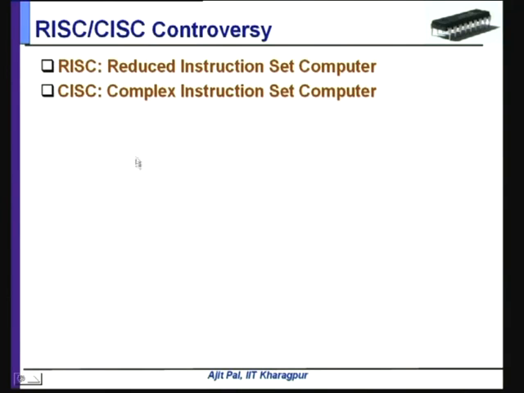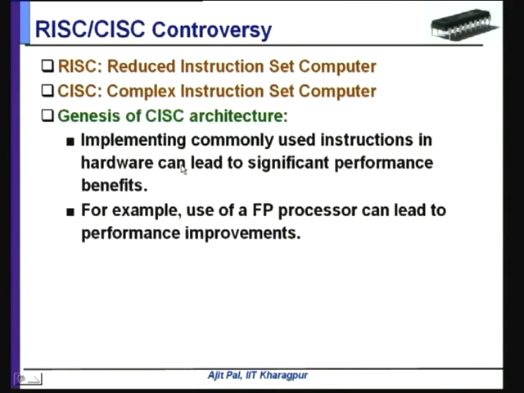So, these are the various addressing modes, but our discussion will not be complete without mentioning the CISC and RISC controversy. I have already told that there are two possible architectures. One is known as reduced instruction set computer, RISC architecture. Another is complex instruction set computer, or CISC architecture. And what is the genesis of CISC architecture?